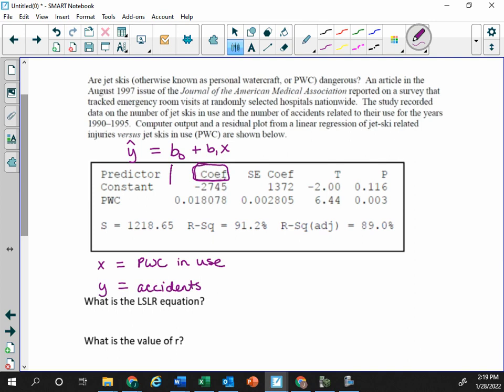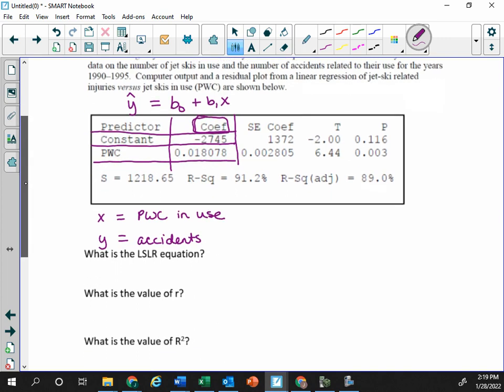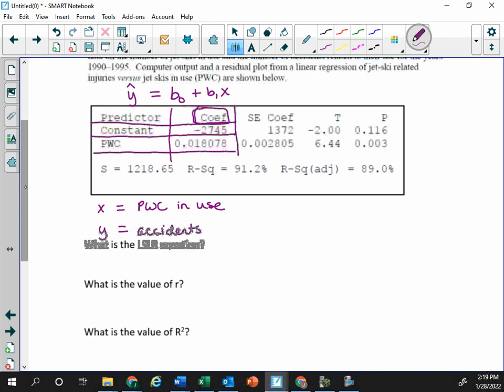So coefficients, we probably want these two numbers. And then we have to figure out which one goes where. Well, one of them is a constant, and the other one says the coefficient on personal watercraft. So this is another place where you can help figure out what is x and what is y. It's a lot of info.